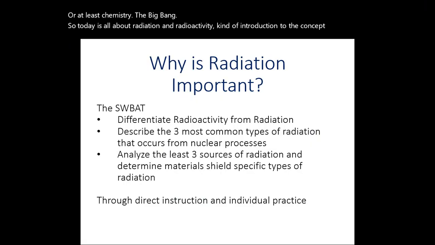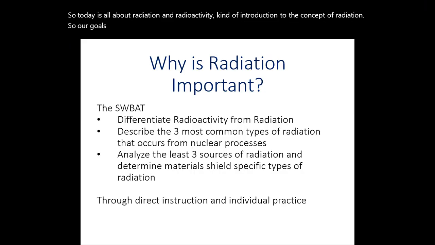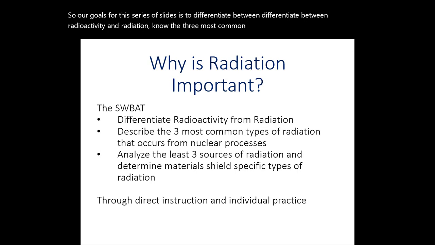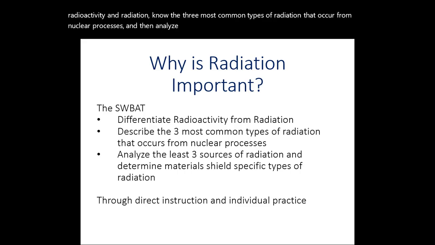So our goals for this series of slides is to differentiate between radioactivity and radiation, know the three most common types of radiation that occur from nuclear processes, and then analyze at least three sources of radiation and determine materials that are specific to shield each type of radiation.